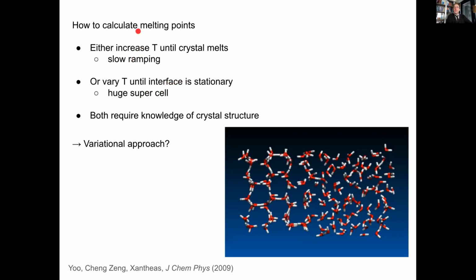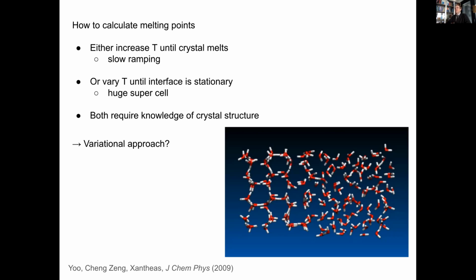Another option would be to say, okay, let's start with the crystal in a big cell. We just run MD and we slowly increase the temperature. And at some point, the crystal structure will break down and compounds will start diffusing, right? And that's also something you can easily detect with some simple analytical functions like the radial distribution functions. You can detect when that happens.